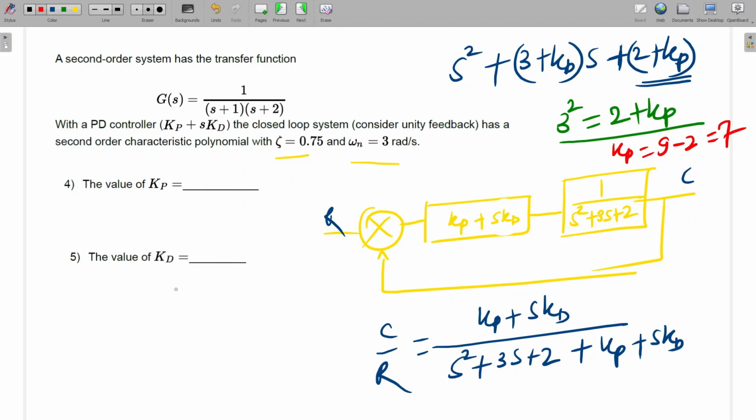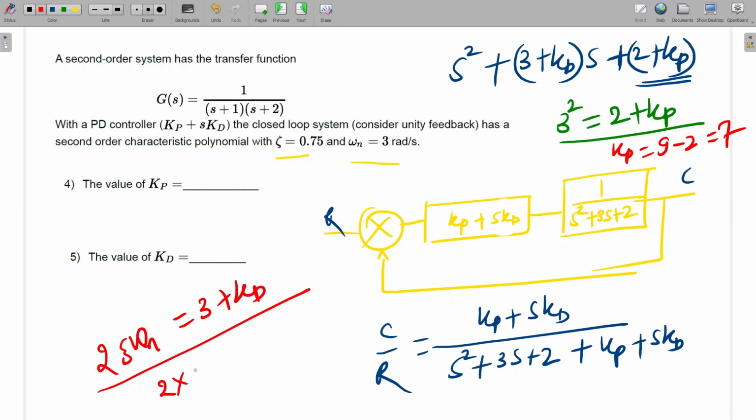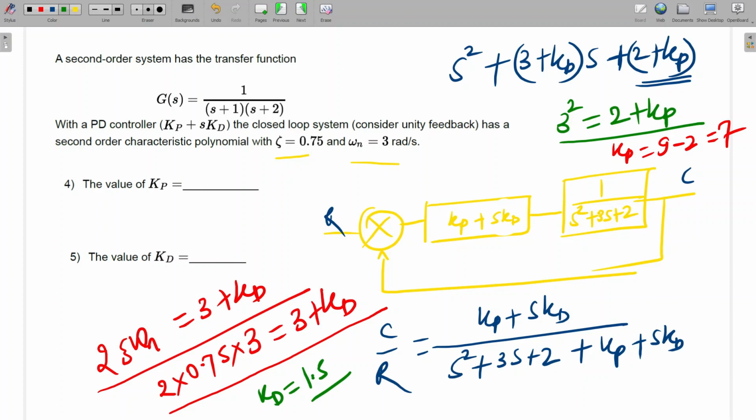And what will be the Kd value? We can also calculate simultaneously. So 2 zeta omega n is equal to 3 plus Kd. Is it correct? 2 into zeta, how much? 0.75, into omega n 3, equal to 3 plus Kd. What will be the Kd value from here? So 2 into 0.75 is 1.5, 1.5 into 3 is 4.5, 4.5 minus 3 is 1.5. So Kd will be equal to 1.5, and Kp is equal to 7.